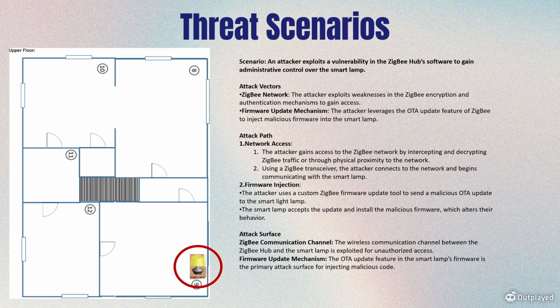Secondly, firmware injection. The attacker uses a custom ZigBee firmware update tool to send a malicious OTA update to the smart lamp. The smart lamp accepts the update and installs the malicious firmware, which alters its behavior. Next, attack surface. Firstly, we have the ZigBee communication channel. This wireless communication channel between the ZigBee hub and the smart lamp is exploited for unauthorized access. Next, firmware update mechanism. The OTA update feature in the smart lamp's firmware is a primary attack surface for injecting malicious code.